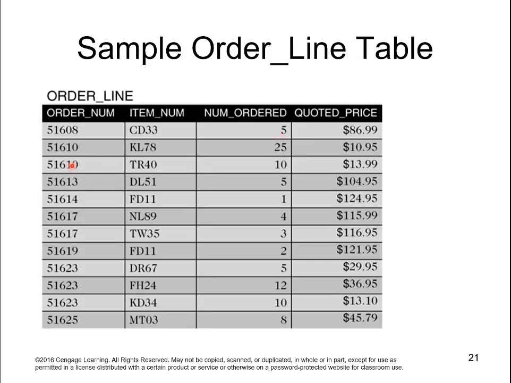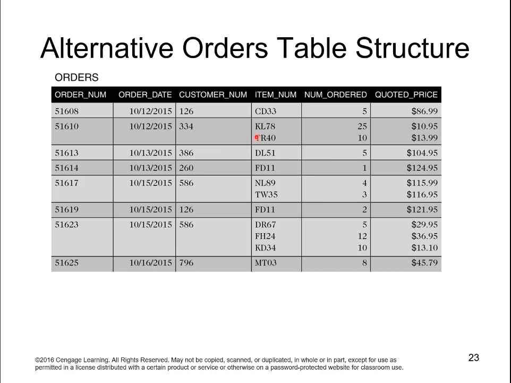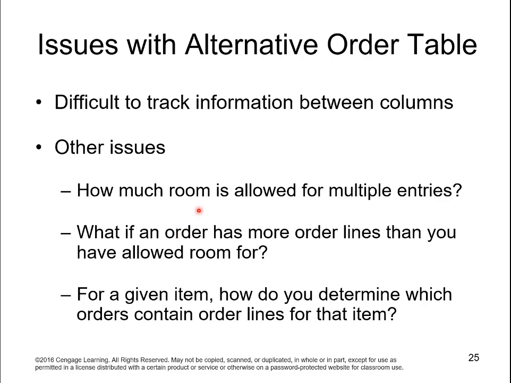If we look back this way, if we wanted to add another line item, we just add another row. No big deal. This one gets a little bit more complicated than that. Sure, we could just do another line break, but that's not really how tables in a database structure work. So that's why the question becomes, how many rows, how much room is allowed for multiple entries?